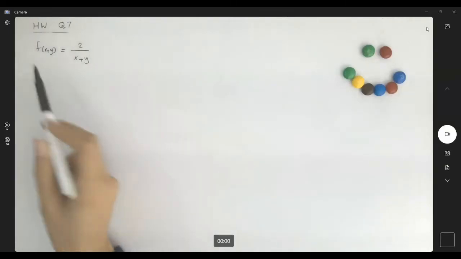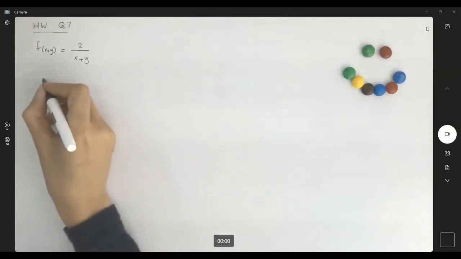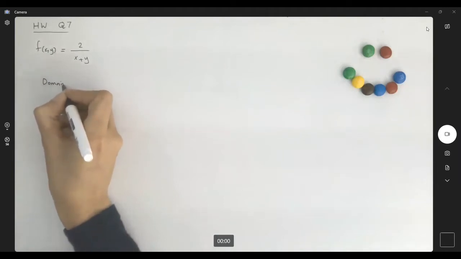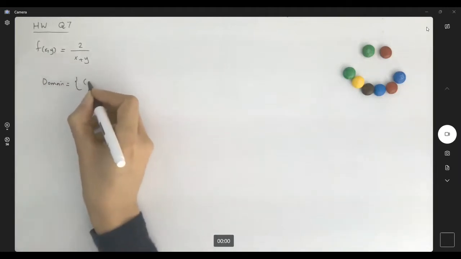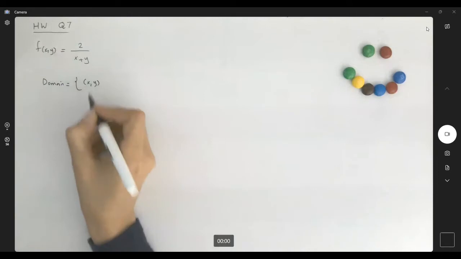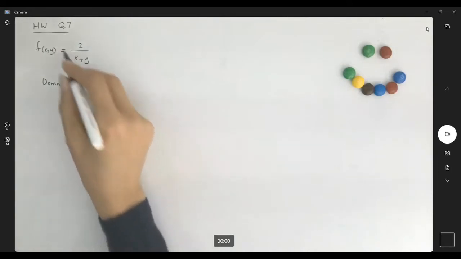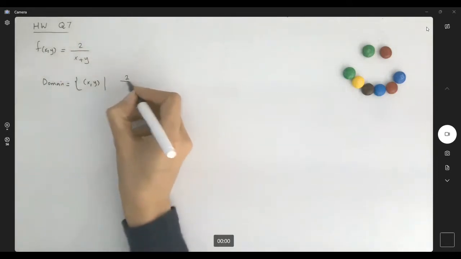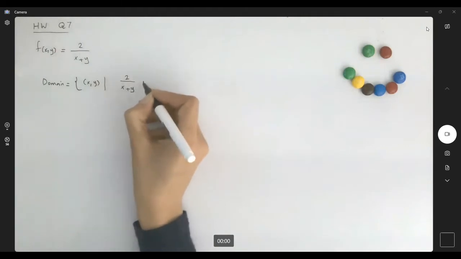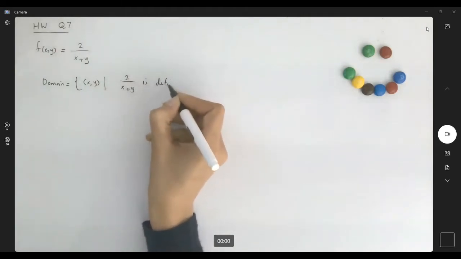Now let's take a look at the following function. What's the domain of this function? The domain is the set of all x and y's, or their pairs, such that this guy, 2 over x plus y, is defined.